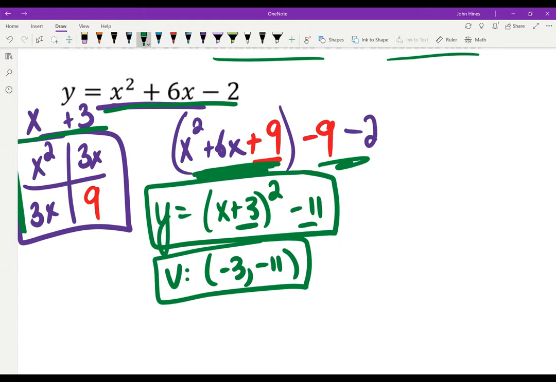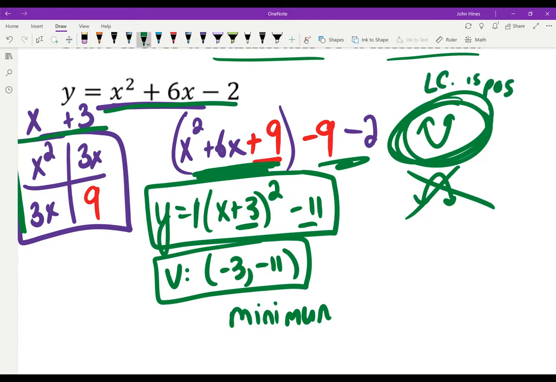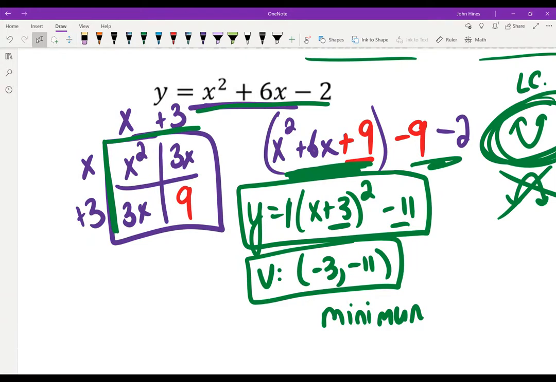Well, is it concave up or is it concave down? That depends on a positive or negative leading coefficient here. Since it's positive, I'm concave up, which means this is a minimum. It is not concave down, it is concave up because the leading coefficient is positive. You can tell me that from the start. The leading coefficient is what's in front of x squared. 1, I'm concave up, therefore I have a minimum as a vertex. Okay, so remember, to get to vertex form, we complete the square.